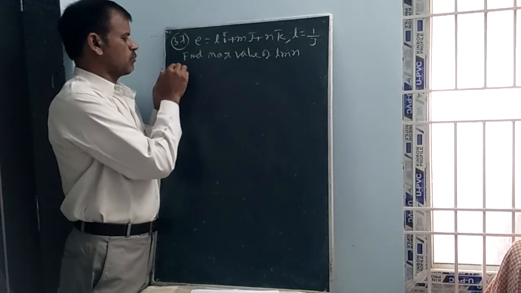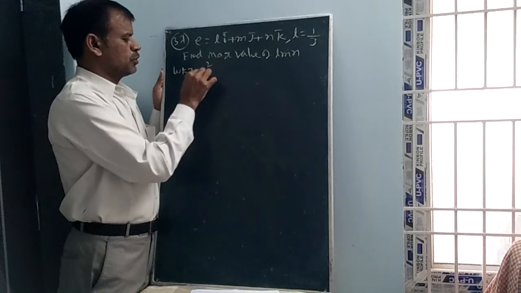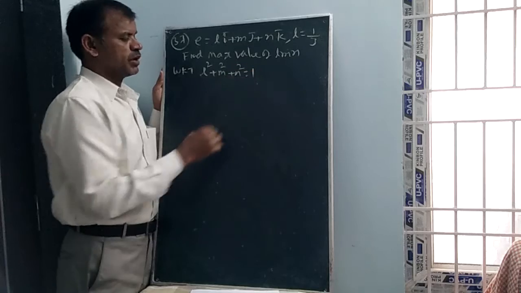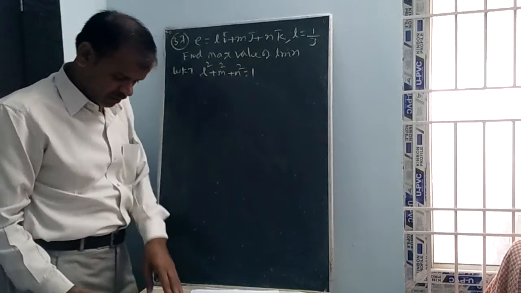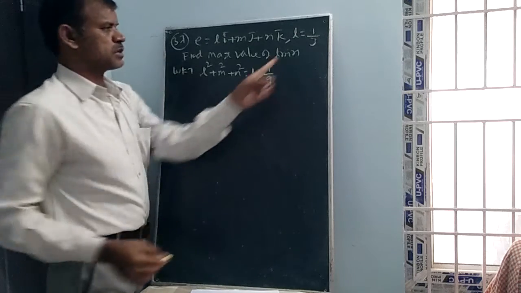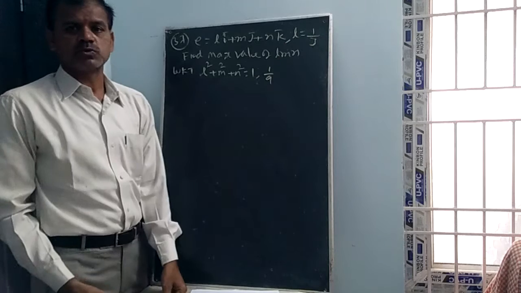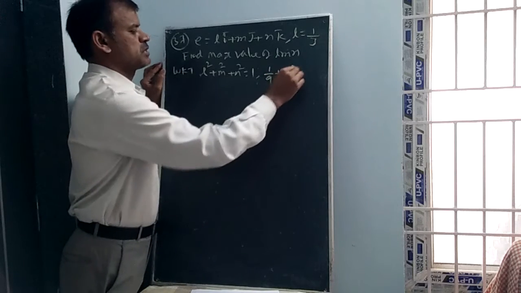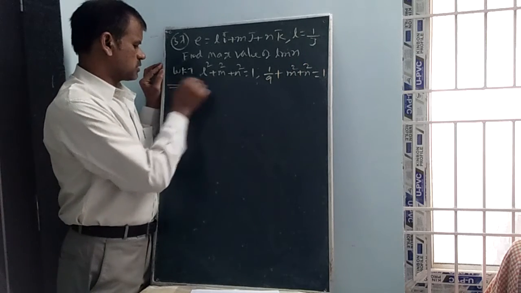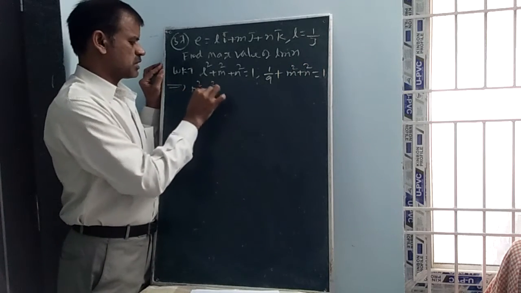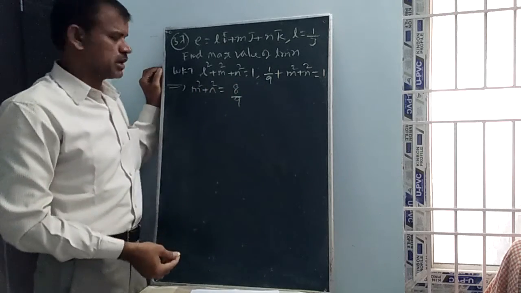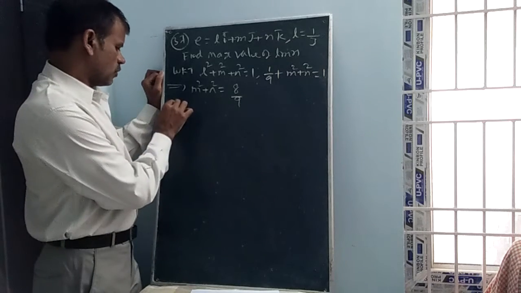We know that L square plus M square plus N square is equal to 1, because it is a unit vector. Instead of L, substitute 1 by 3. 1 by 3 whole square becomes 1 by 9. So 1 by 9 plus M square plus N square is equal to 1. That implies M square plus N square is equal to 1 minus 1 by 9, which is 8 by 9.